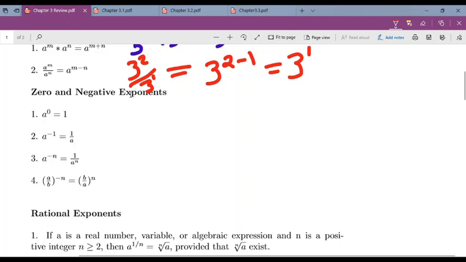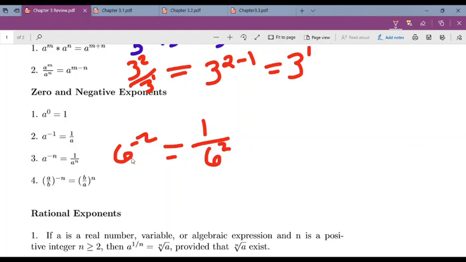Alright, other exponent properties you kind of need to know. A to the 0 is 1, so anything raised to 0 is 1. A to the negative 1 is the same thing as 1 over a. A to the negative n is the same thing as 1 over a to the n. This is the one that I see people trip up on a little bit. So if you've got, say, 6 to the negative 2, you can rewrite that as 1 over 6 squared. And you can also go the other direction. If I give you 1 over 6 squared, you can rewrite that as 6 to the negative 2.